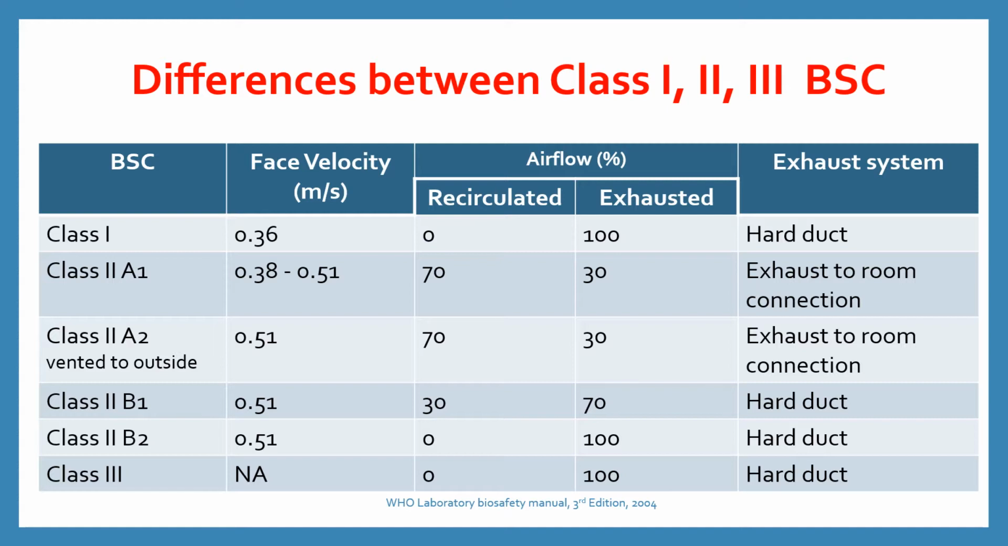Class 2, B1 and B2 have the same velocity. However, in Class 2, B1, 30% air is recirculated and 70% is exhausted, whereas in Class 2, B2, 100% of the air is exhausted. Class 3 is a closed biosafety cabinet and 100% of the air is exhausted.